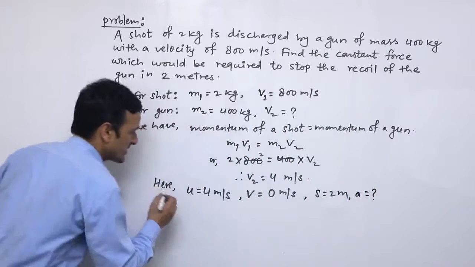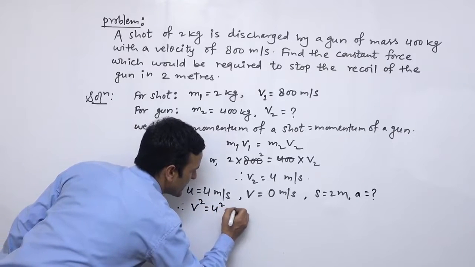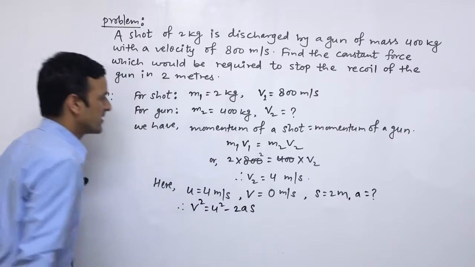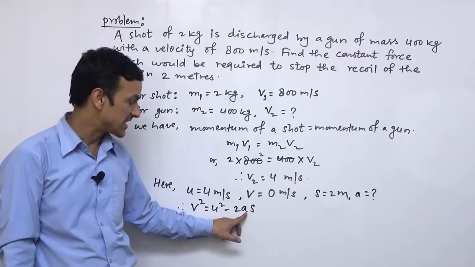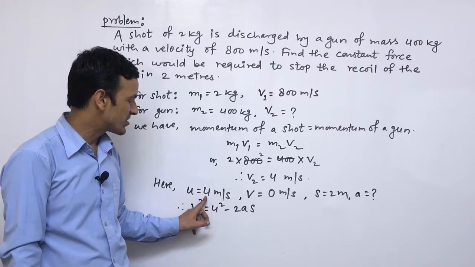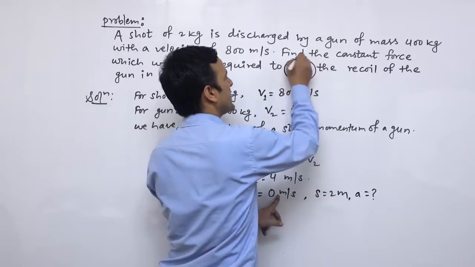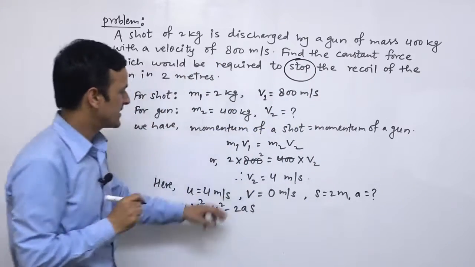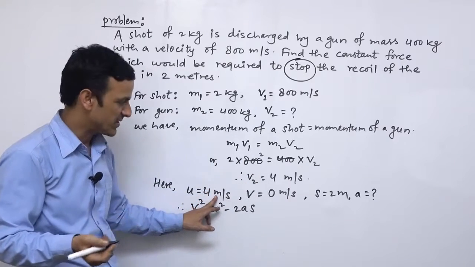a is equal to what? By using this formula, v square is equal to u square minus 2as. Because the velocity decreases, this is a retarding force working, that's why write down minus. The initial velocity was 4, the final is 0. Since it stops, the final velocity will be 0, and this v2 is now the initial velocity for the next step.